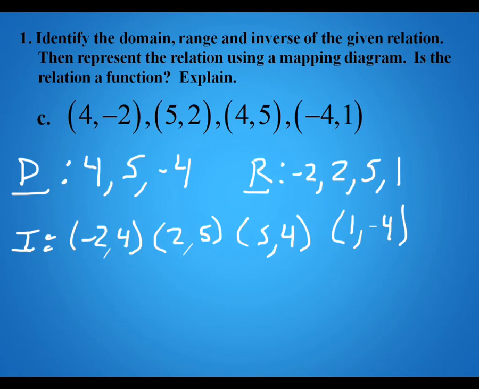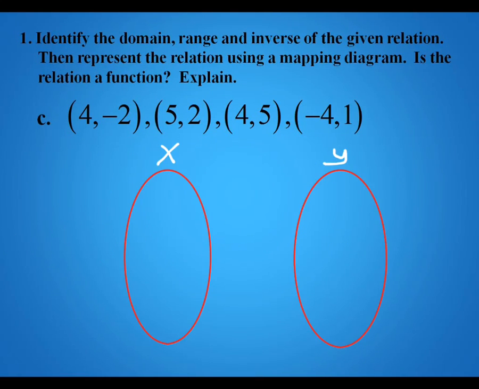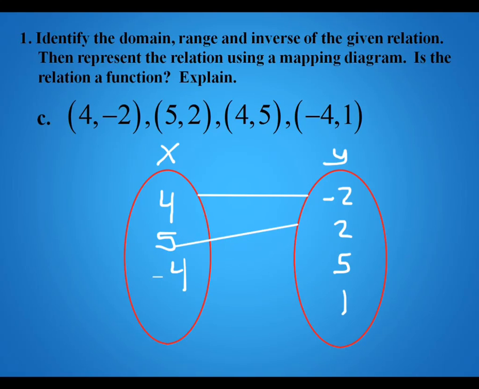So again, that was the answer for those. With the mapping, you'll list the domain here. You'll list the range here. 4 goes to -2. 5 goes to 2. 4 goes to 5. And -4 goes to 1. So you get those things, then you tell me is it a function or not. Is this one a function?